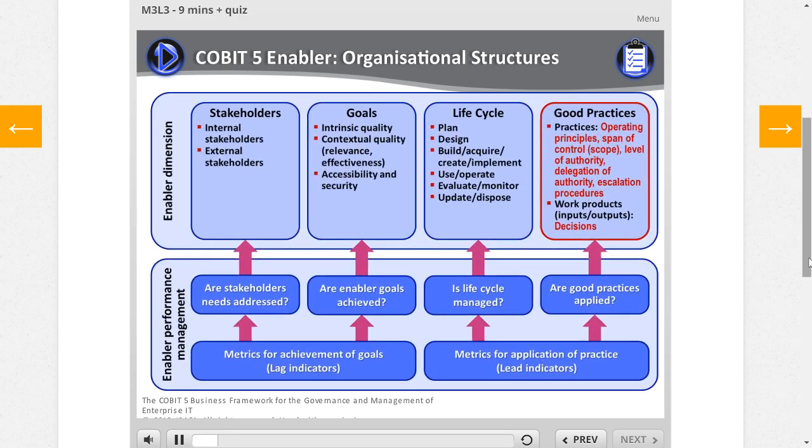The diagram on your screen shows the enabler model applied to organizational structures. Only the good practices dimension contains guidance that is specific to the organizational structure's enabler. Organizational structure provides the means of directing the enterprise, allocating responsibilities, coordinating resources, and monitoring activity and performance.